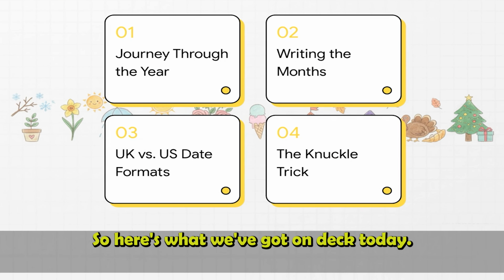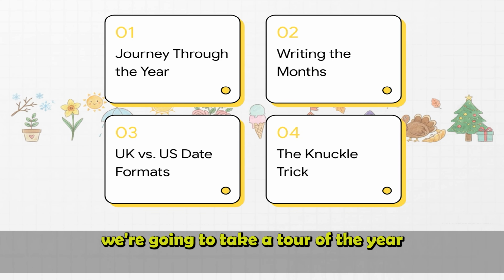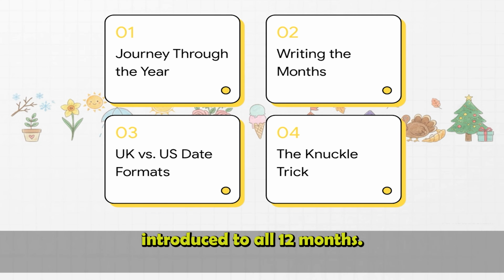So here's what we've got on deck today. First, we're going to take a tour of the year and get properly introduced to all 12 months. Then, we'll dive into the super important rules for writing them correctly. After that, we are going to tackle that classic point of confusion, the difference between UK and US date formats. And, to wrap it all up, I am going to show you an amazing little memory hack that you will use for the rest of your life.